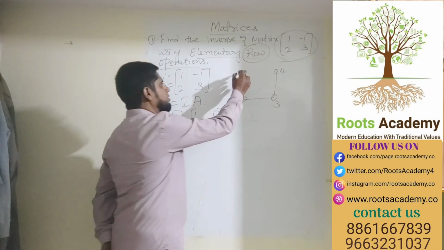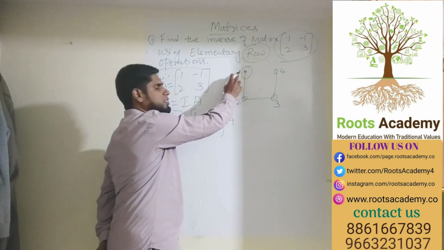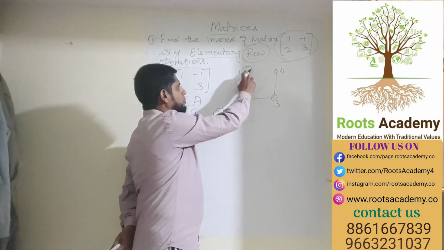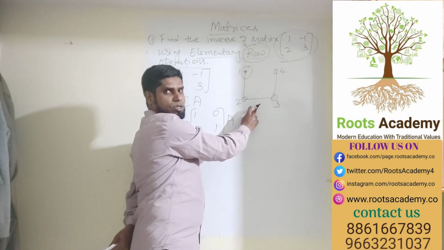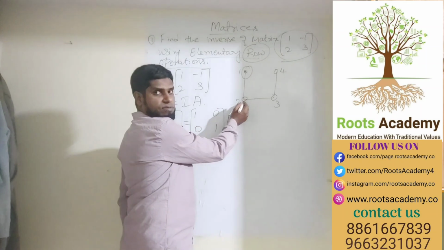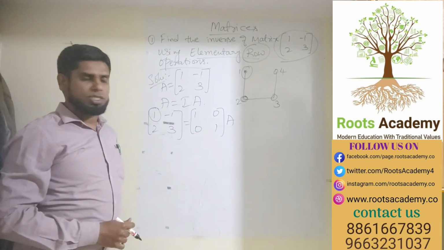That is, first we will try to change this element. If this is not 1, we should first make this 1. Once we get this as 1, then the next element should be below this, that is in the second row. So we should change the second row elements. And in that second row, the first element, we should make it 0.